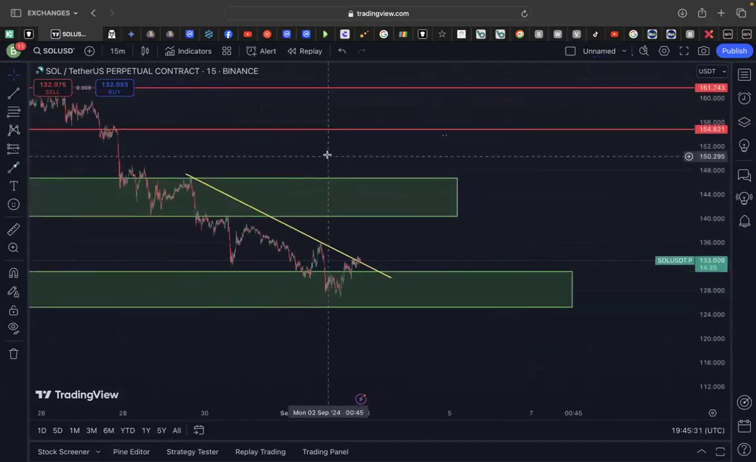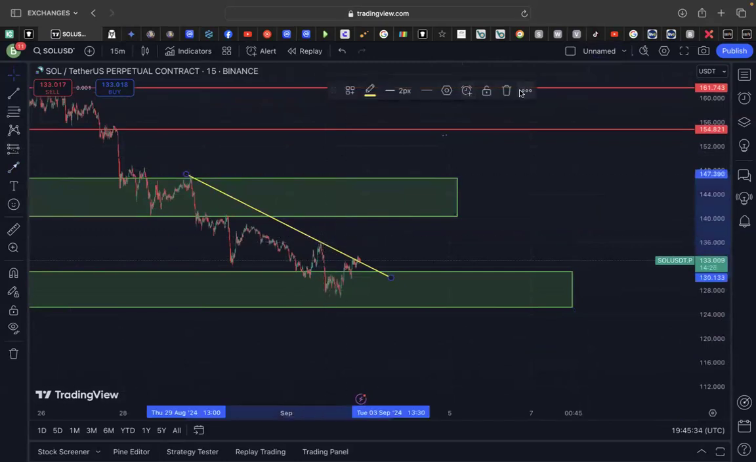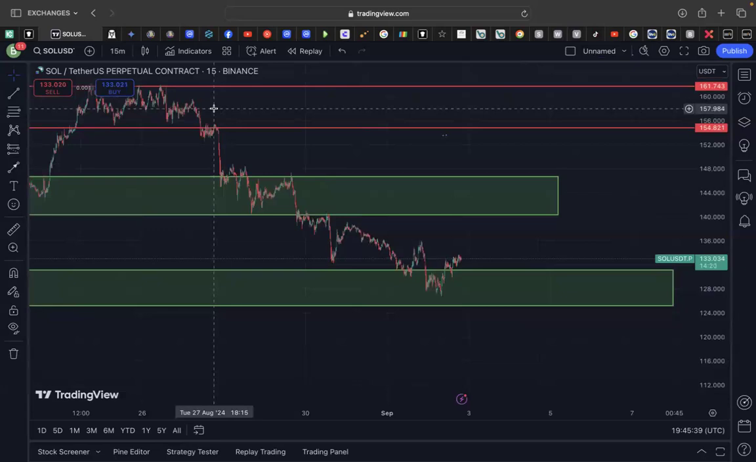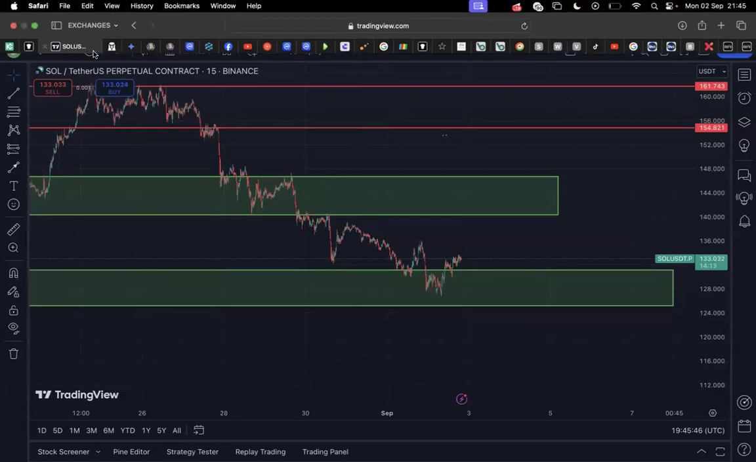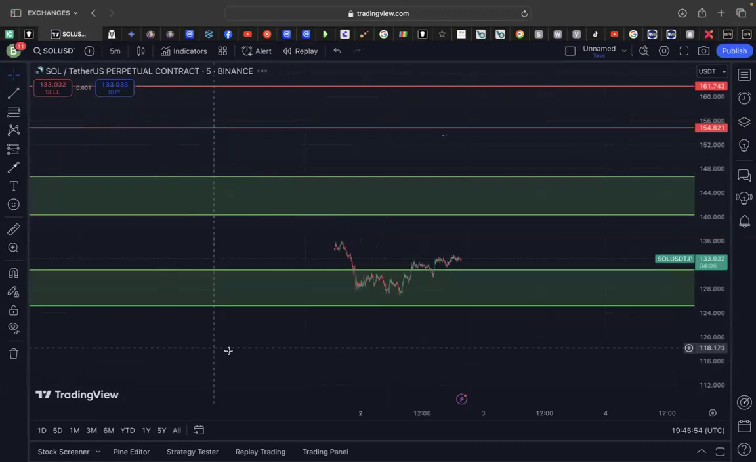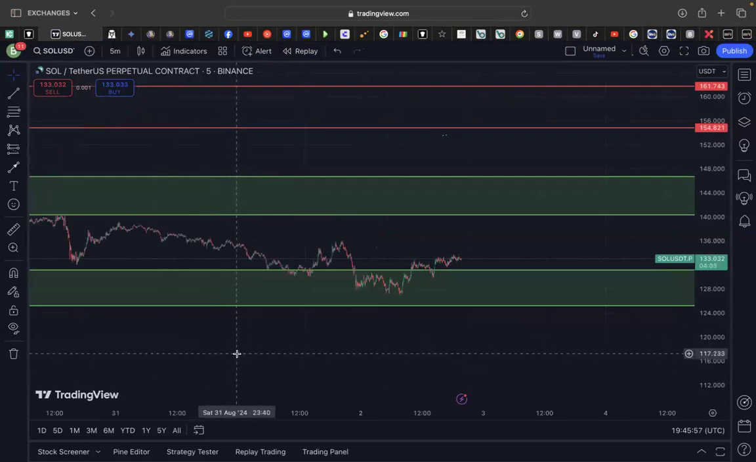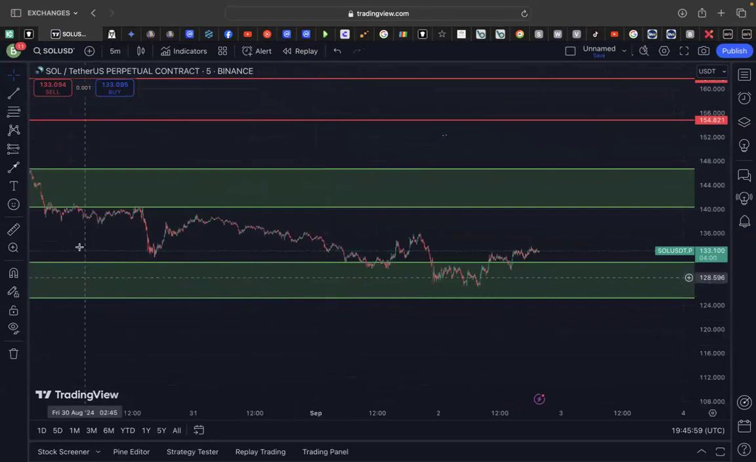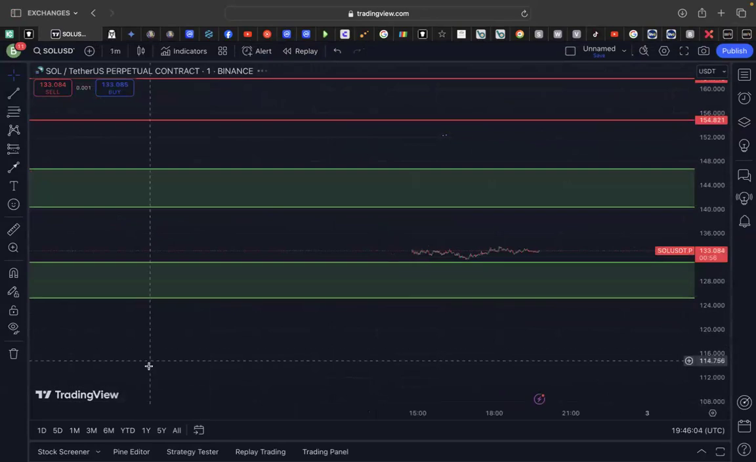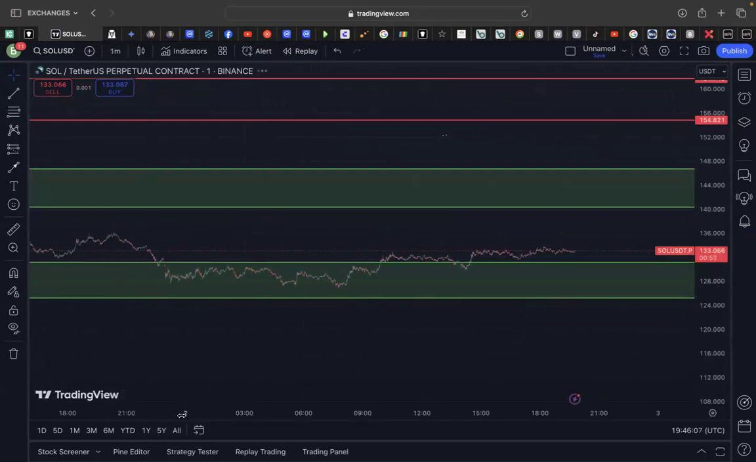Then we have the scalpers. Scalping is the hardest of them all. You need to be very, very vigilant when you are scalping, and you need to be on the charts, always looking at the charts. Scalpers use the 5-minute chart and the 1-minute chart.